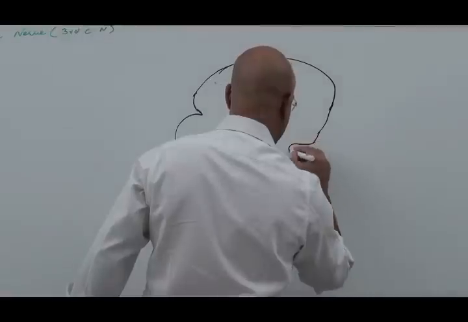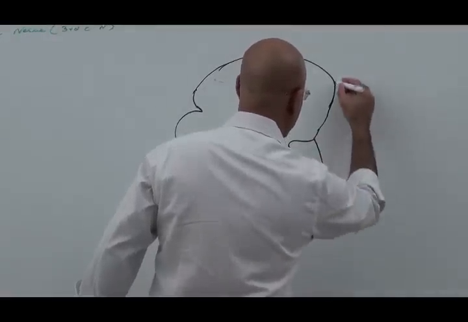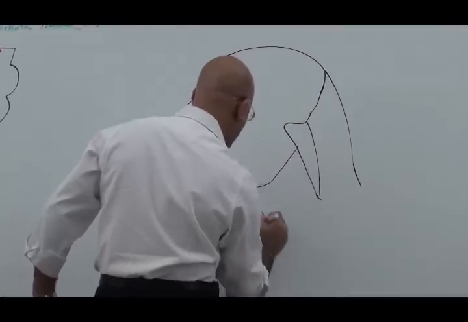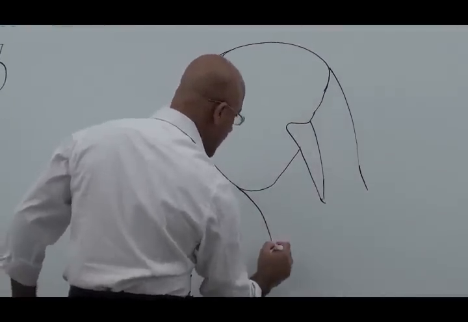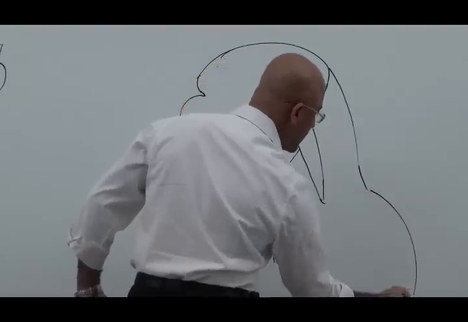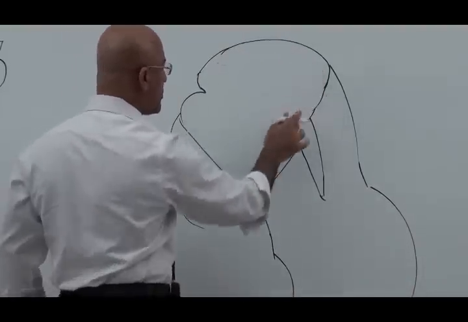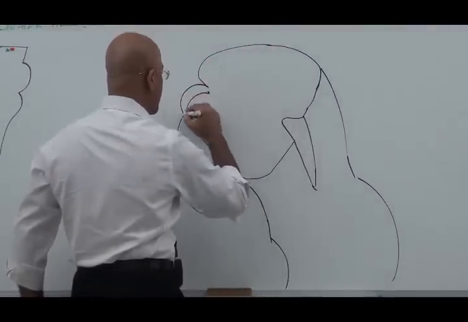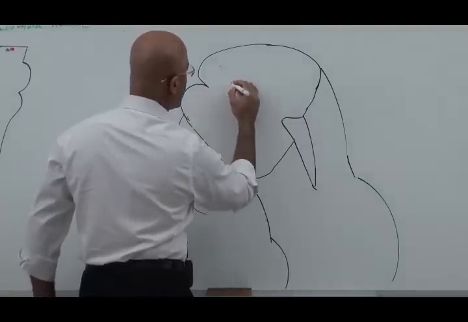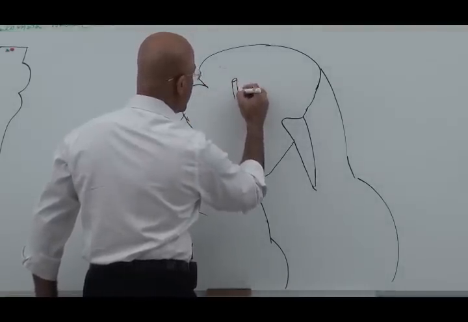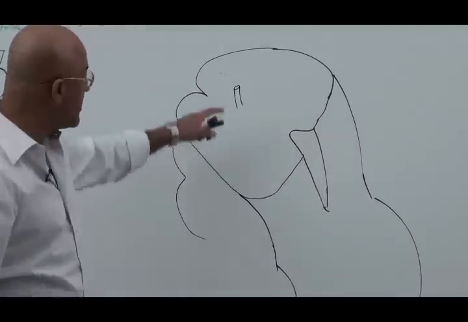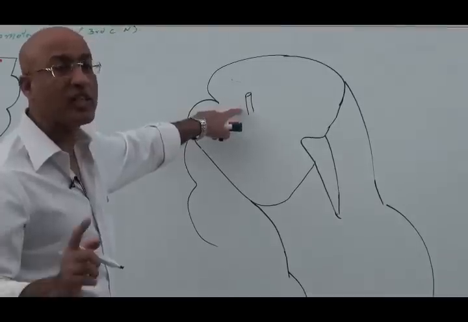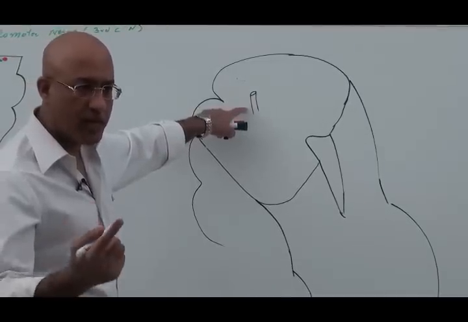Midbrain has another name. What is that name? Very good. Mesencephalon. And below the midbrain, what is this structure? Pons, right? So this is the midbrain, and in the midbrain, a very important structure, there is a CSF-filled tunnel, which is called the cerebral aqueduct. What is it called? Cerebral aqueduct.